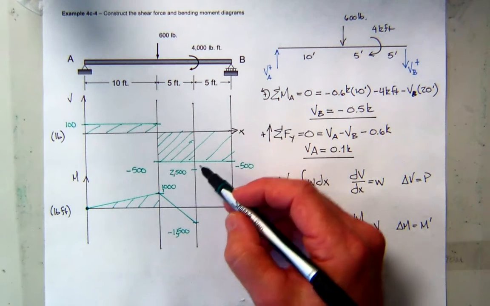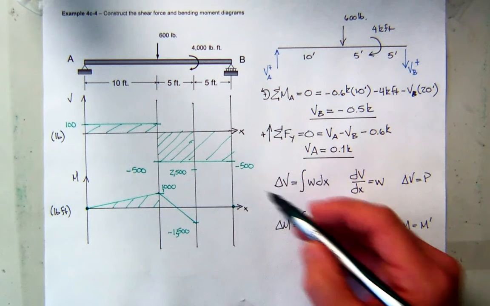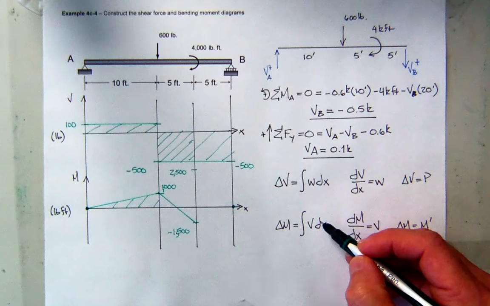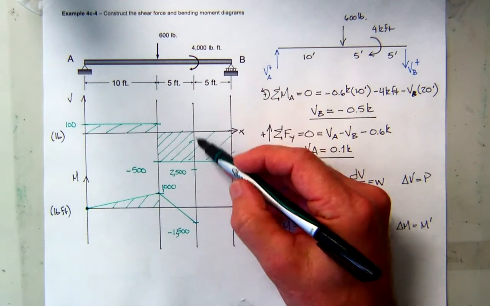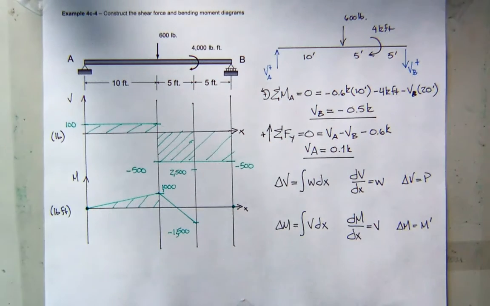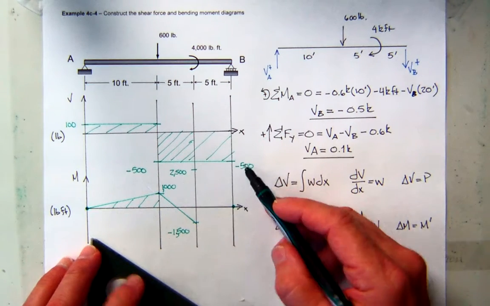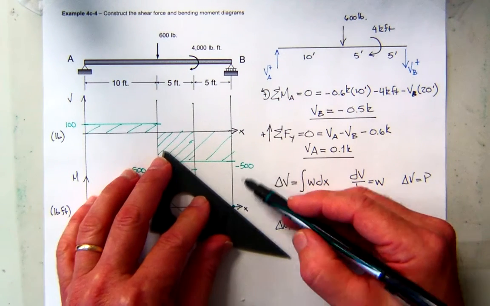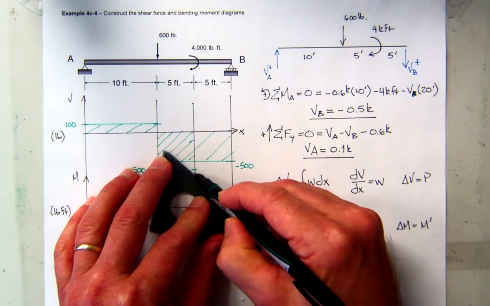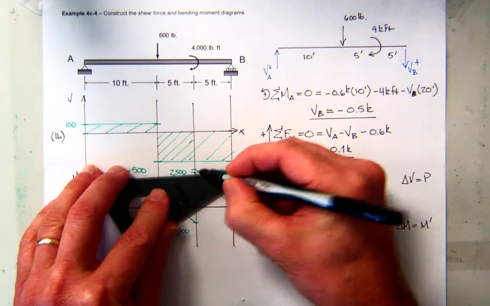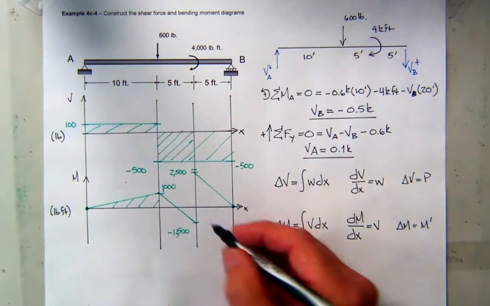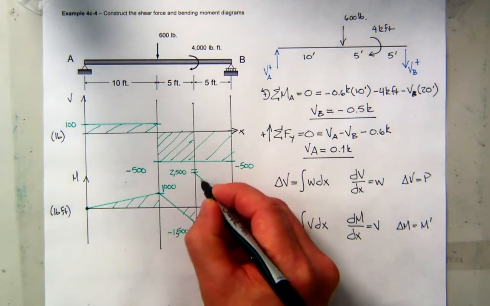Okay. So now what do we do? The change over this segment is given by the area of the shear diagram, and that area is minus 2,500. So we get to 0. And the slope is constant and negative, and it should be the same slope as this segment here. I may not get it perfectly right, but you get the idea. So that's our moment diagram.